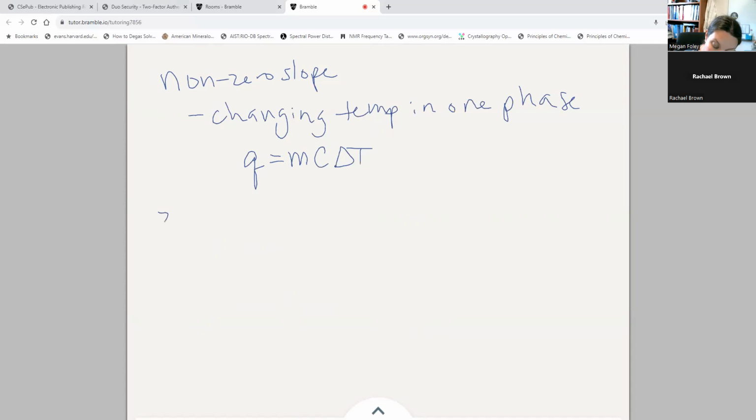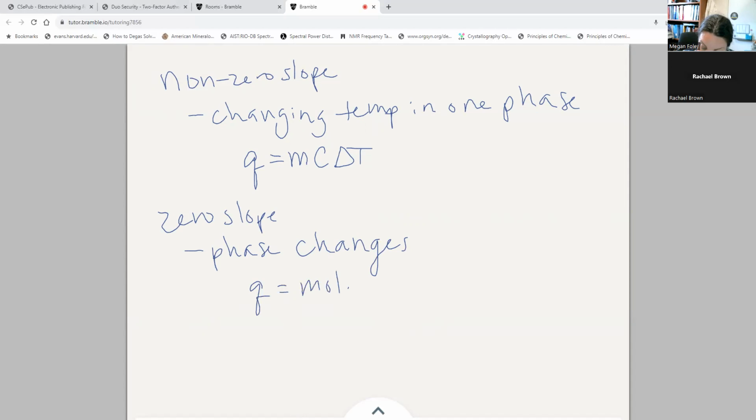If we have a zero slope, so when we're not changing temperature, it's flatlining, those are our phase changes. And in those cases, we're going to use Q equals generally moles times our enthalpy of state change. But you really need to pay attention to the unit here. It's usually in kilojoules per mole. So delta H is usually in kilojoules per mole, so we need to have our unit of amount in moles.